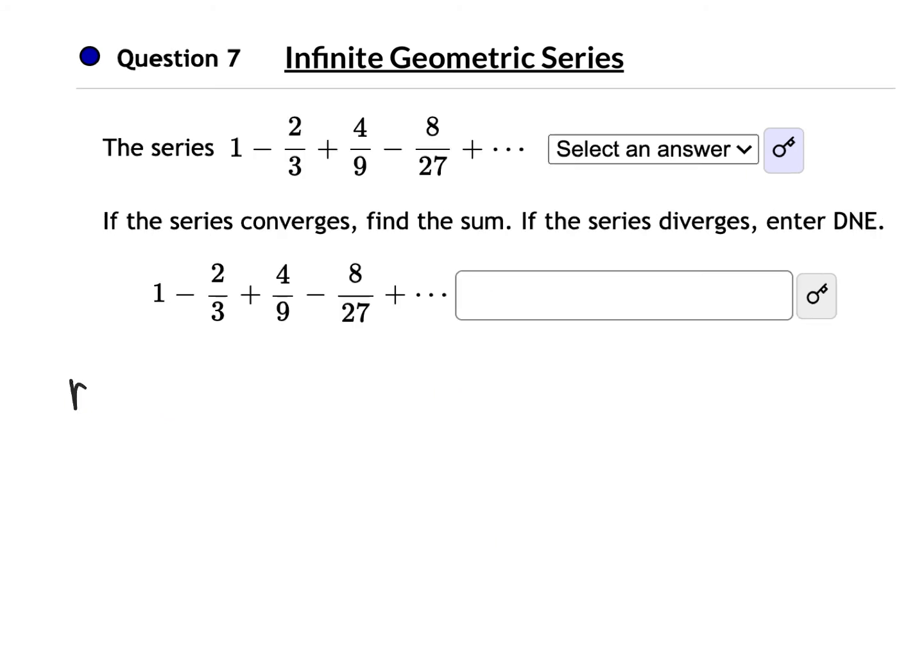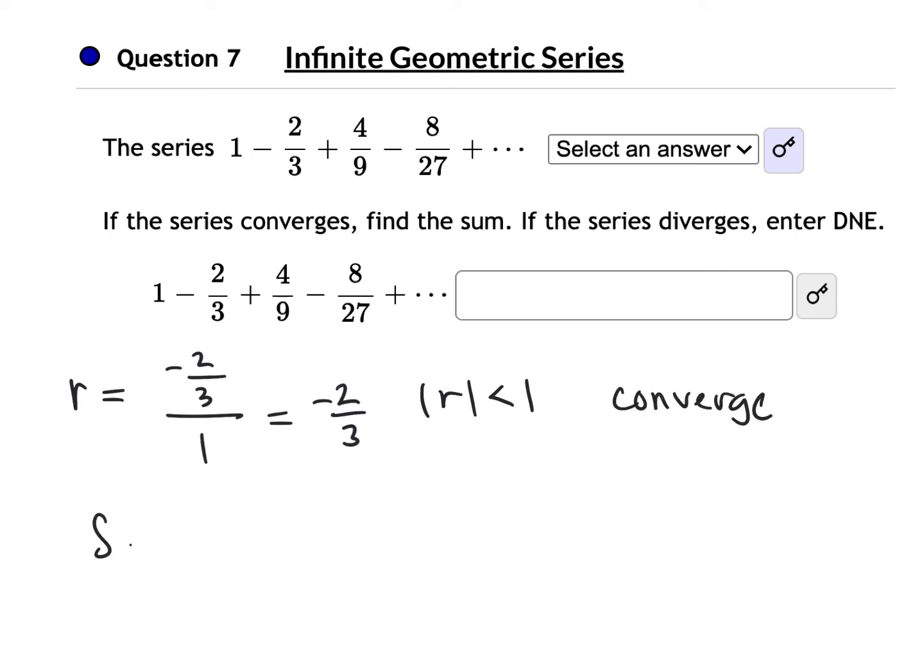Question 7. Let's find the common ratio. We'll take a current term, -2/3, and divide it by the previous term, 1. The common ratio is -2/3. The absolute value of r, our common ratio, is less than 1. This will converge. To find the sum, we'll take the first term, 1, and divide it by 1 minus the common ratio.